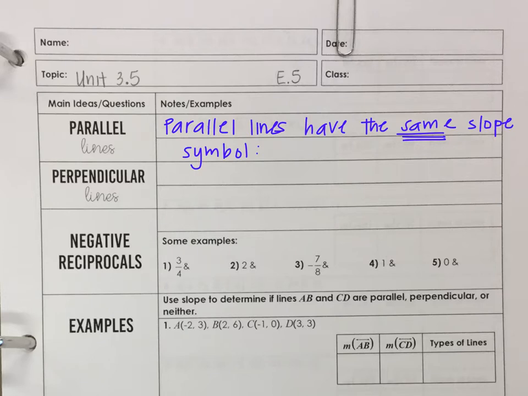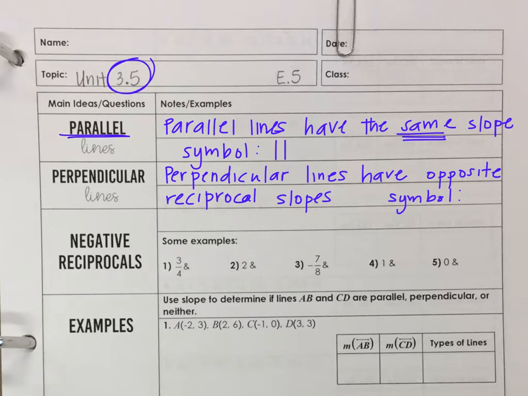All right, we're jumping over to 3.5 notes now. We're going to talk about parallel lines. Parallel lines have the same exact slope. Same. And the symbol for that are 2 lines up and down. That's the symbol for parallel.